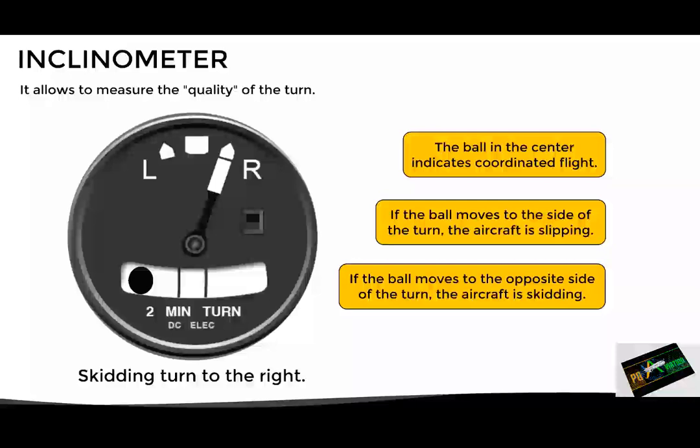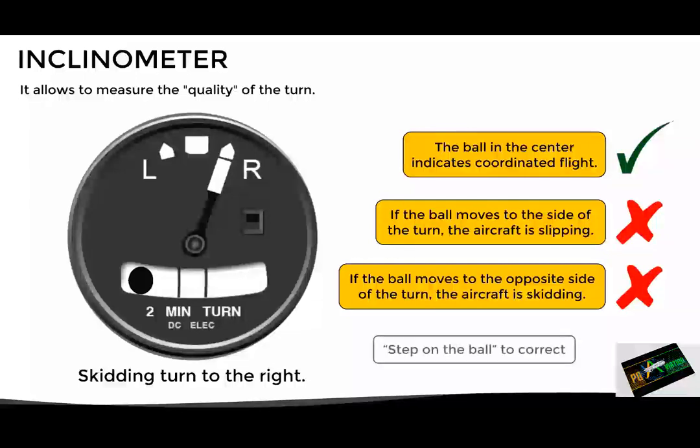Usually, in most procedures and maneuvers, the objective is to maintain a coordinated flight, so the pilot must keep the ball centered. To do so, a rule of thumb is to step on the ball, which means that in order to correct a skidding or slipping turn, the pilot must press the pedal on the side of the ball to center it. However, we will not talk about this flight technique in detail in this video.